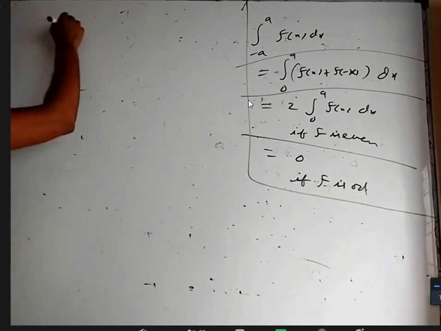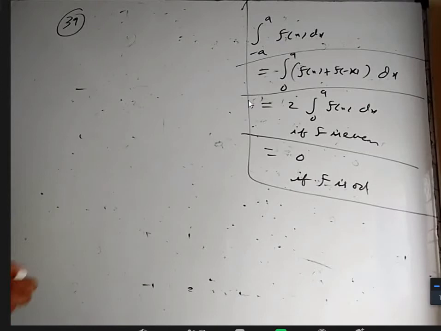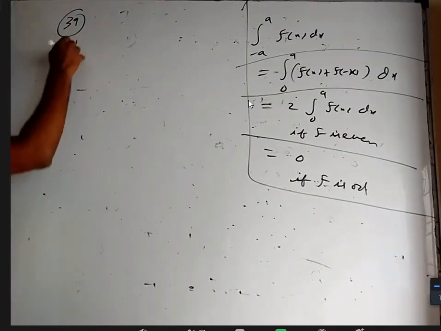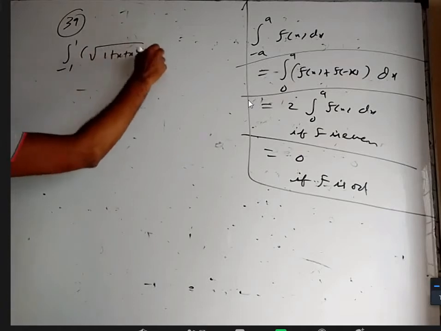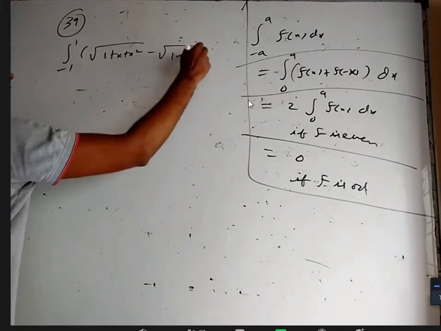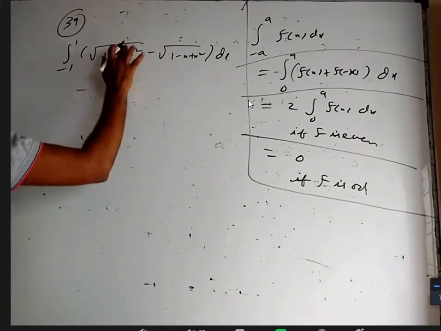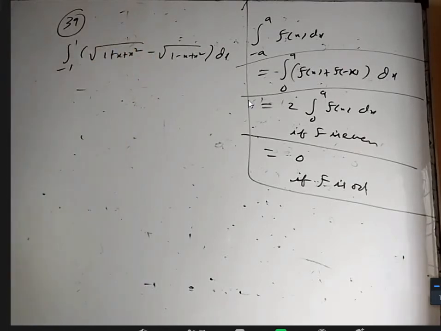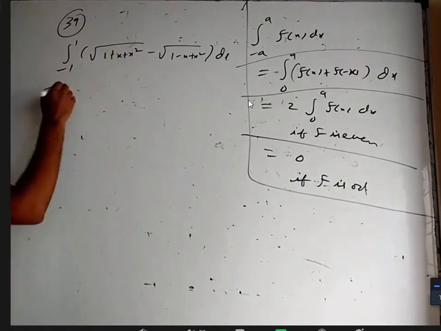For example, if you look at 39, integral from minus 1 to 1 of square root of 1 plus x square minus 1 minus x plus x square. Just by looking directly, you can tell it is an odd function. How? It is 0.